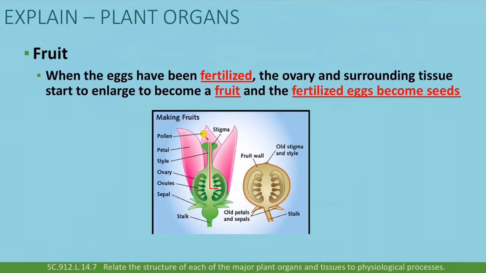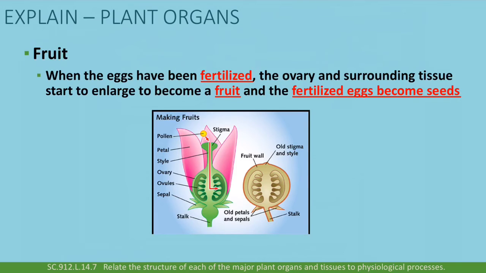So with a fruit, this is going to be on flowering plants. When the eggs have been fertilized, the ovary and surrounding tissue begin to enlarge and they become what is known as a fruit. If you look here at this picture, the ovary and the pistil of the female part of the plant was once green. Now it's become a little brown.